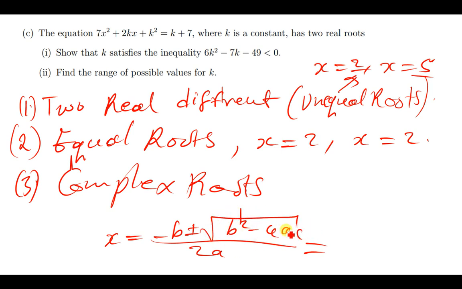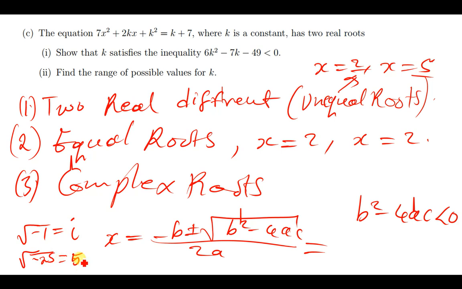You can only have complex numbers when what is under the root there, which is b squared minus 4ac, is less than 0. When you get a negative answer there, it means the square root of a negative number. We know that the square root of negative 1 is simply equal to i, according to complex numbers. So if you have the square root of negative 25, the answer will simply be 5i. Whenever you get a negative answer there, it means that the answer will be a complex number.